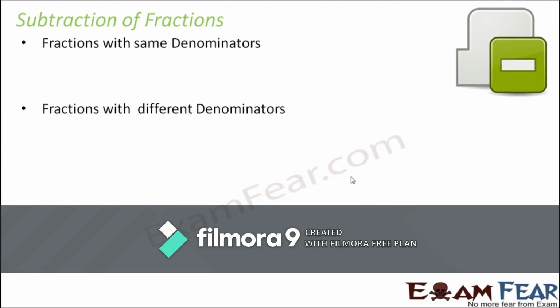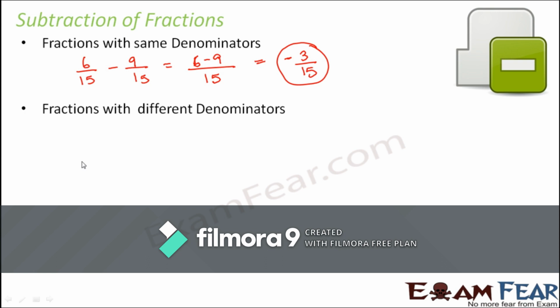Now let us look at subtraction of fractions. That also is done in a similar way. When you have fractions with the same denominators, like let's say 6 by 15 minus 9 by 15, in that case the denominator will remain the same. We just need to subtract the numerators, that is 6 minus 9, which is equal to minus 3 by 15. So this would be the result.